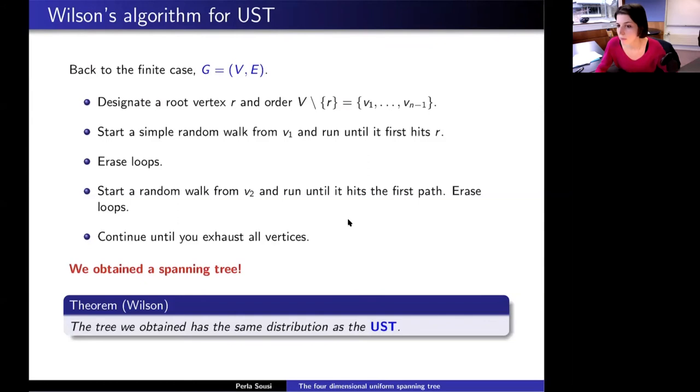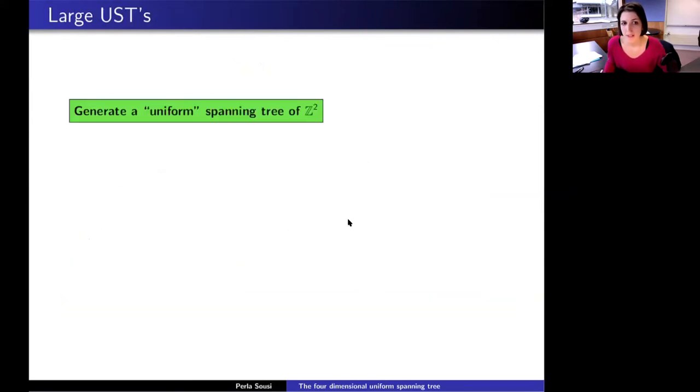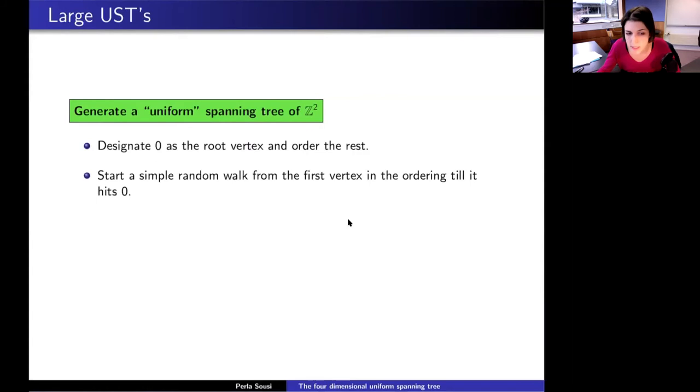Okay, so this is Wilson's algorithm. I defined it in the finite case, but it's clear that one can generalize it for an infinite graph which is recurrent. So let's take Z2. We can again fix 0 to be our root vertex, and we order the remaining vertices. Now we start a simple random walk from the first vertex in the ordering and run it until it hits 0. It will definitely hit 0 because the walk is recurrent, so this is well defined.